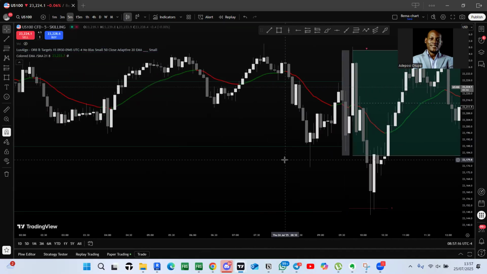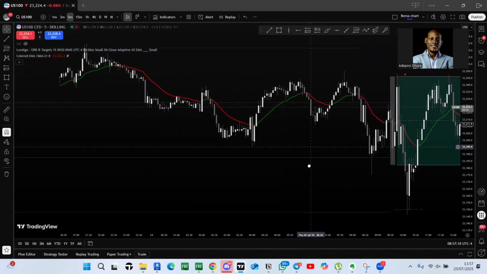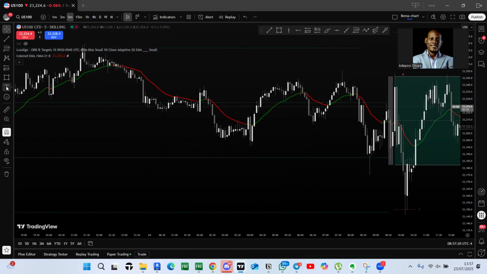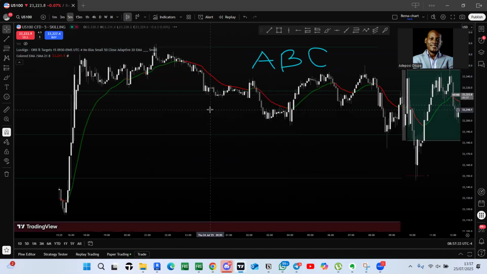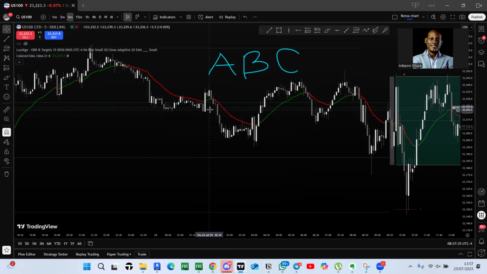Now, there's something I want to quickly teach you, which is how to score your position sizes, your trades rather. So we can have an A setup, we can have a B setup, we can have a C setup. All right. Now, what is an A setup? We are going to have different time frames and different conditions.